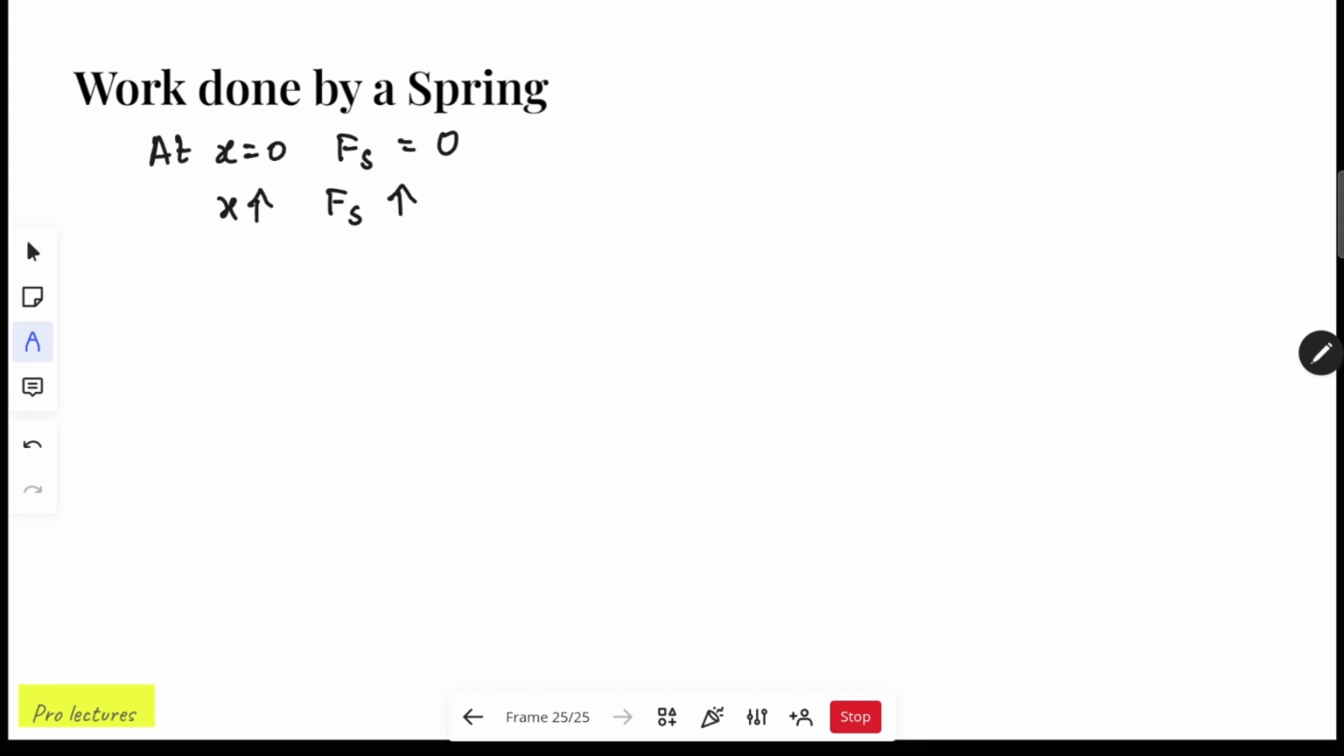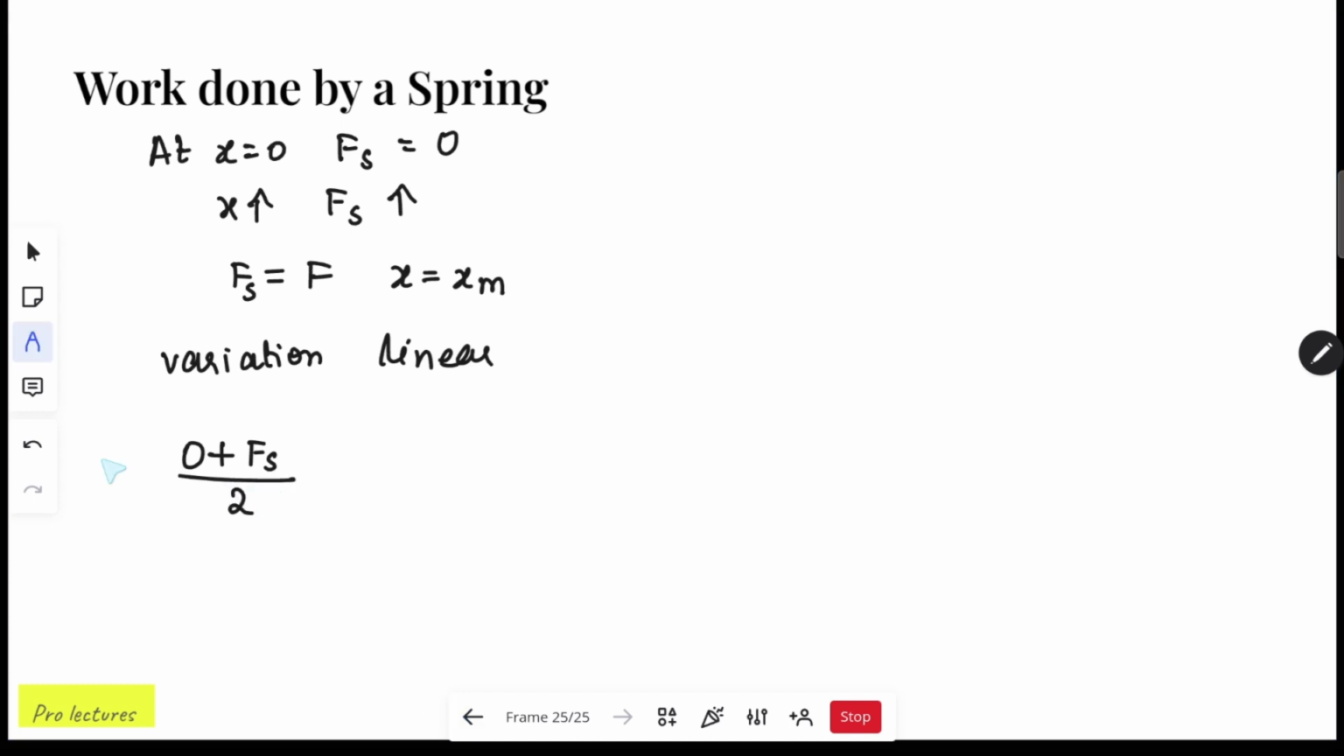Now as x increases, Fs is also increasing, and it becomes at a certain point equal to the external force F at the maximum displacement x equal to xm. Here, if you observe, the variation is linear with the displacement. So we can calculate that the average force during compression or extension is, initially the force is 0, finally the force is Fs, so the average force is Fs by 2.